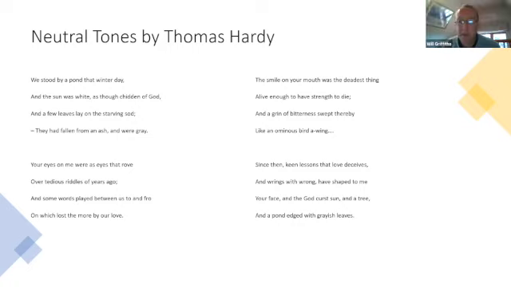No, I think maybe just a bit of feedback there, Ginny. Right. Okay, so in the 3rd stanza on the 4th line, it says like an ominous bird a wing. And I thought that links really nicely with the superstition and magic thing. So that's why I quite liked this poem.